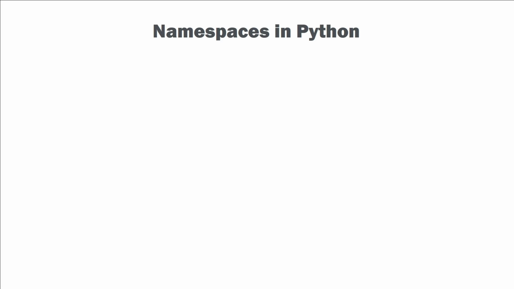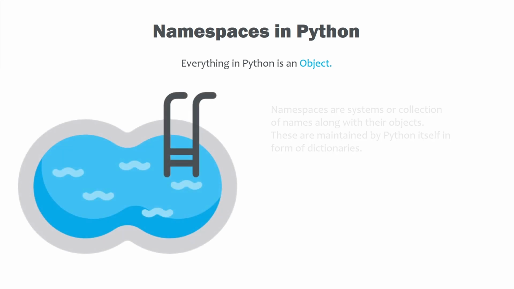Hi everyone, in this lecture we will talk about a very important concept of Python, and that is namespaces. But before we actually talk about namespaces, let me tell you one very important thing, and that is everything in Python is an object. So you need to keep this point in mind. Just write it in your notebook that whether it's a variable, a function, or a method, everything in Python is an object. Okay, and now let's see what namespaces are.